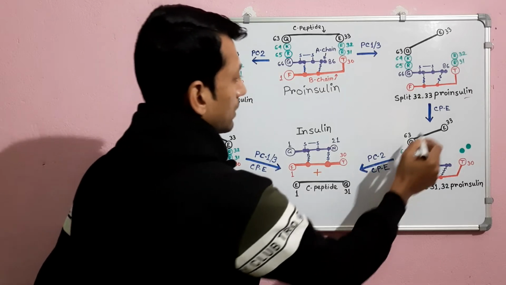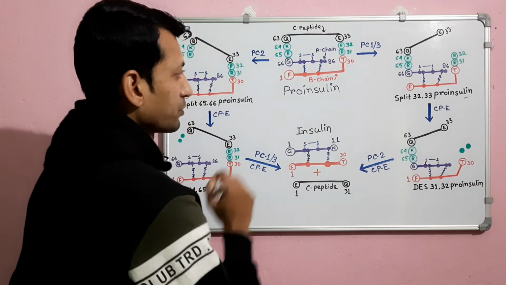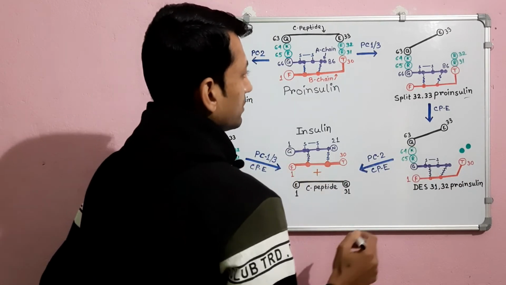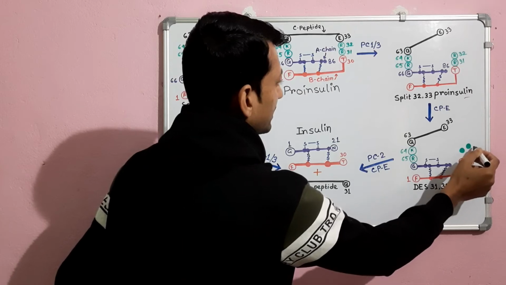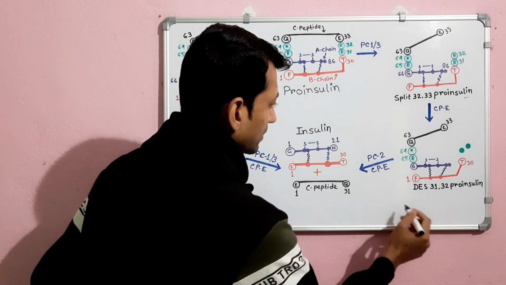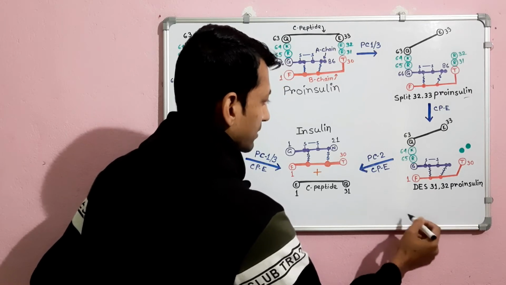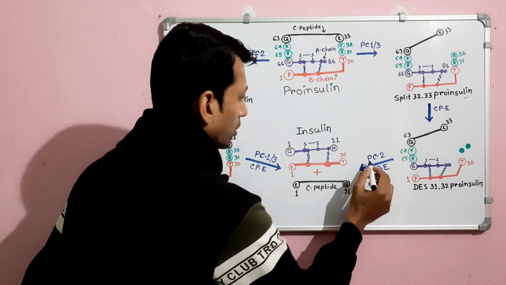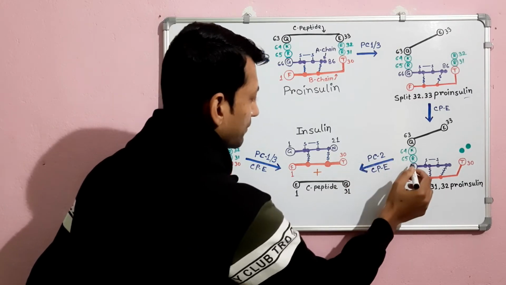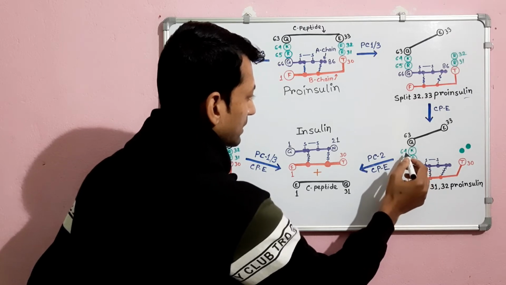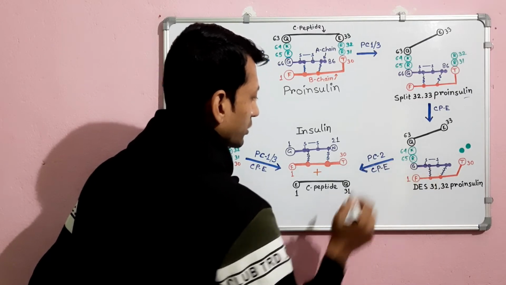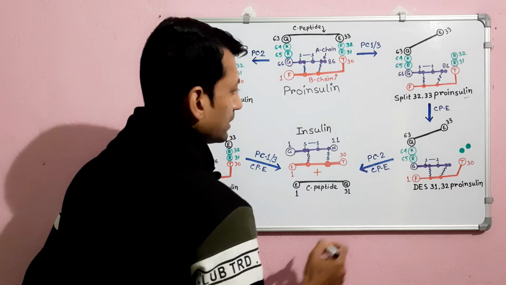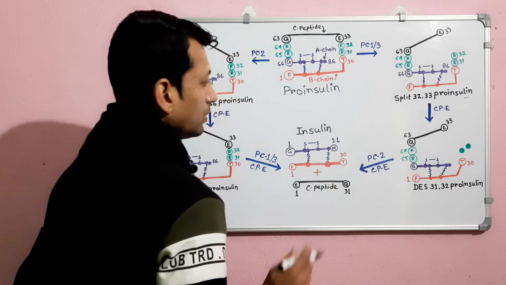Then carboxypeptidase E removes the newly exposed basic residues, that is arginine 31, arginine 32. As a result, now the proinsulin lacks 31-32 position residues. Then prohormone convertase 2 cleaves on the carboxylic side of 64 lysine 65 arginine position, and in a similar way, carboxypeptidase E removes these two basic residues.